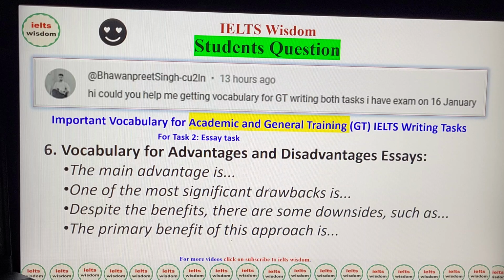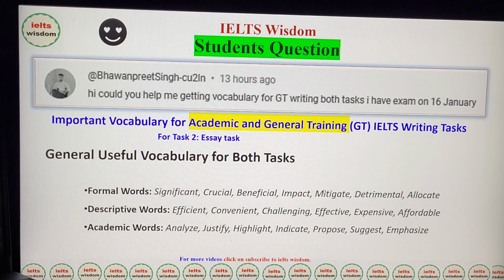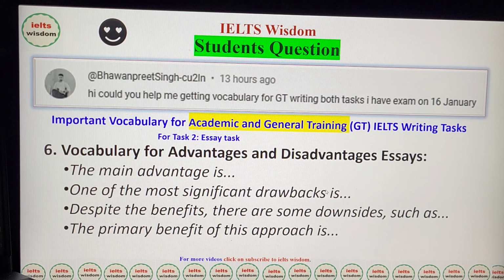Now, last but not least is the vocabulary for advantages and disadvantages. Okay, and also I will talk at the end about useful vocabulary words. So, vocabulary for the advantages and disadvantages. What type, and how you can start. "The main advantage is..." then you can put your example on the basis of the title you have in your exam.